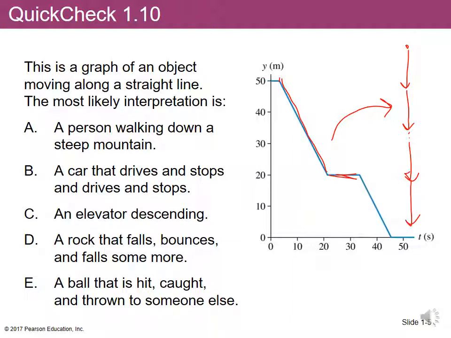So when you see that, which one of these answer choices would that correspond to? If you said the elevator descending, you'd be correct. It wouldn't really be a car because it's going in a y direction. You know, hopefully it's not a car, else you drove your car off a cliff and you're falling. And so it's something going up and down. The rock that falls and bounces is going up and down, but this never goes back up. It's always going down. So it can't be that one either. So the only reasonable choice is the elevator.